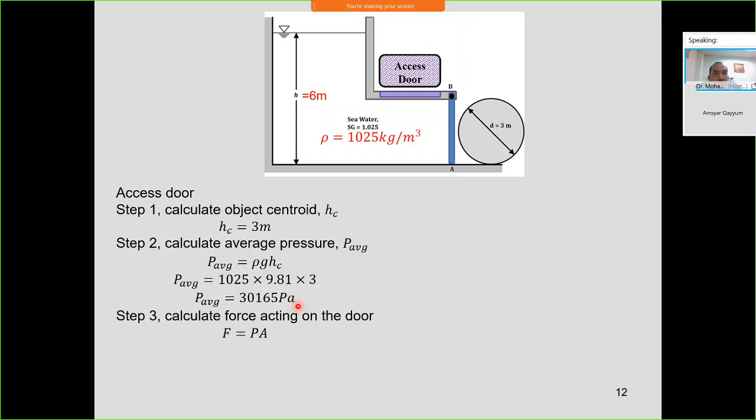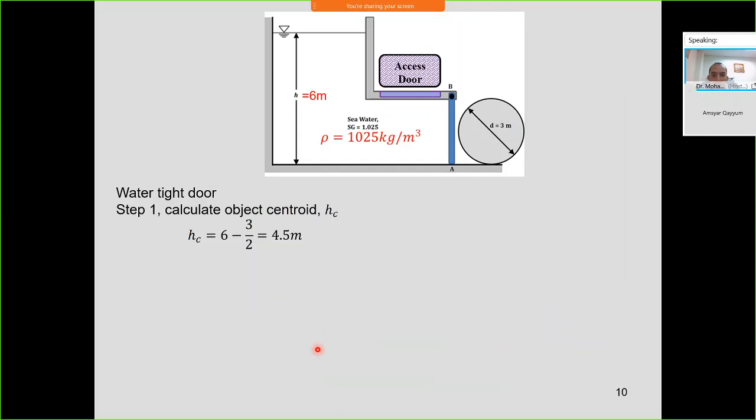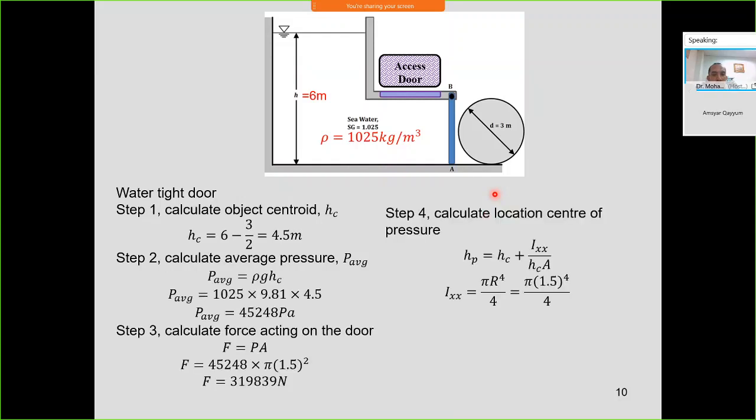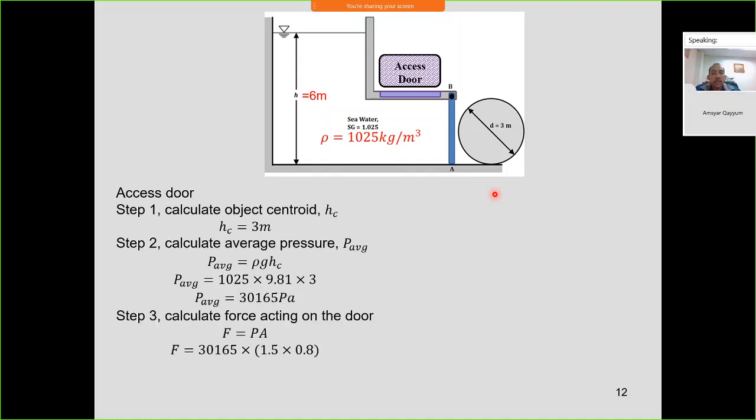Then go to third step, calculate the force acting on the door. The equation is simple, F equal to PA, P equal to 30,165, and A for the surface is 1.5 times 0.8. From the question it is given that the access door is 1.5 meter times 0.8 meter. So you got the force acting on the surface is 36,198 Newton.